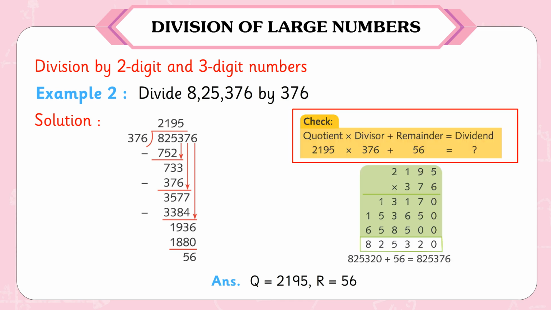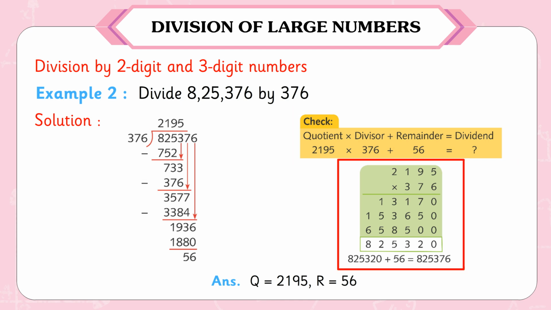Check. Quotient into divisor plus remainder is equal to dividend. 2,195 into 376 plus 56 is equal to what? 2,195 into 376: 13,170, 1,53,650, 6,58,500, 8,25,320. 8,25,320 plus 56 is equal to 8,25,376.